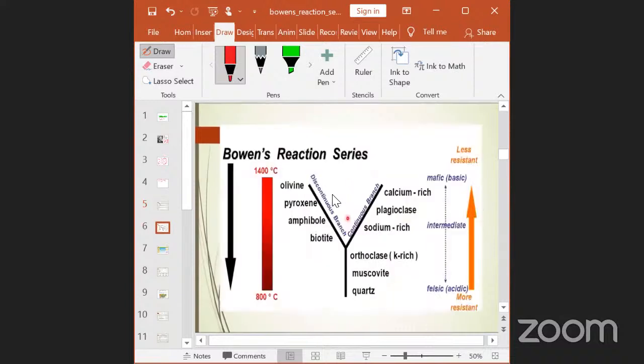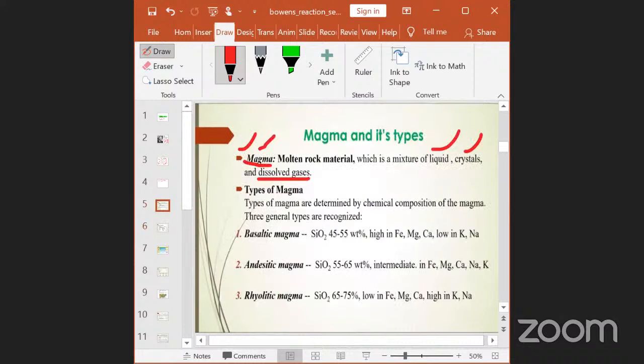Now some types of magma. The types of magma are determined by chemical composition. You remember this one, chemical composition of the magma. Three general types are recognized. First one is basaltic magma, second one is andesitic magma, and third one is rhyolitic magma.